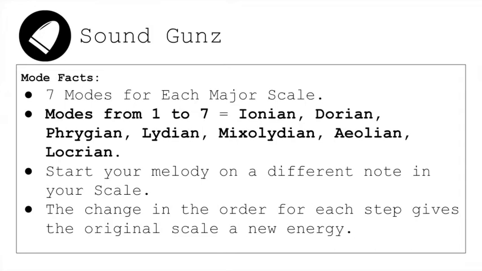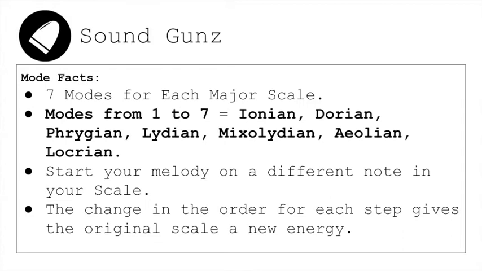Recall from part 1 that a mode is a different scale built from your major scale. And you unlock this flavor by simply starting your melody on a different note than the home note in the major scale selected. Each mode that starts on another note other than the home note has a specific name. As you can see here, the names are Ionian, Dorian, Phrygian, Lydian, Mixolydian, Aeolian, and Locrian, respectively.